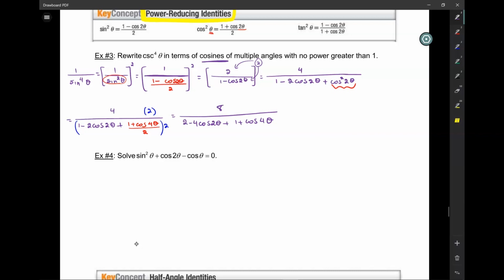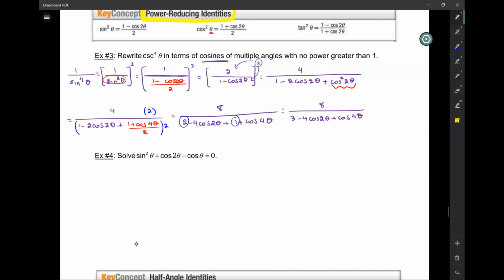Now look, we're almost done. What's the one thing left? Just combine those 2. 8 over 3 minus 4 cosine 2 theta plus cosine 4 theta.